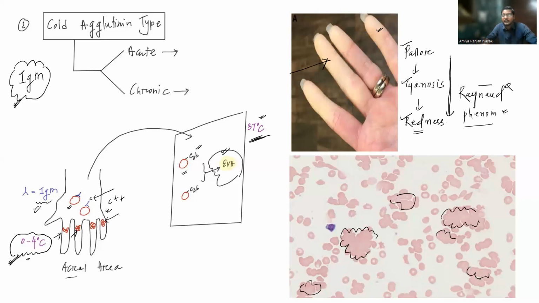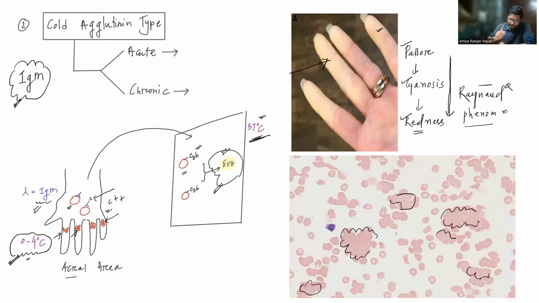This is because the IgM antibodies are dissociated at core body temperature, and only the C3b is left, which will cause extravascular hemolysis. So both in warm type hemolytic anemia and cold type hemolytic anemia, we are going to get extravascular hemolysis.